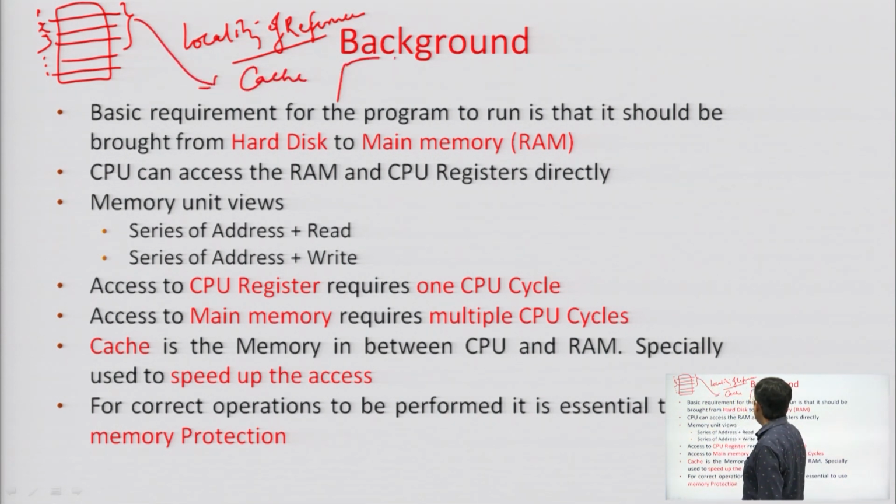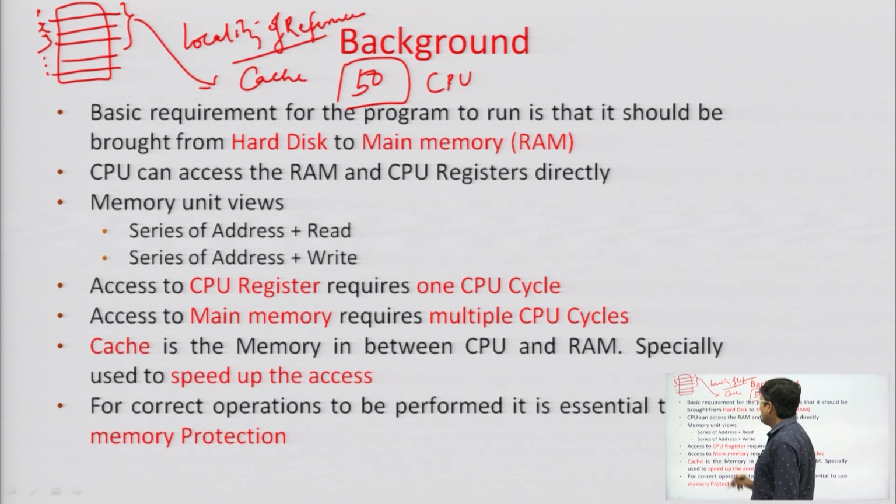So, here is a cache memory, and a bunch of instructions, let us say 50 instructions, is brought from the RAM to the cache memory, and the instructions are read by the CPU from the cache itself. So, this is one of the reasons why we are bringing the instructions from the main memory to the cache.